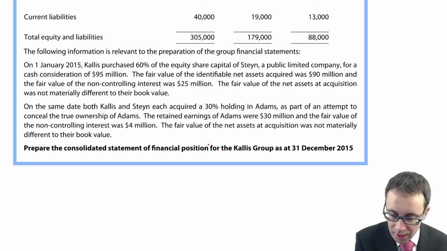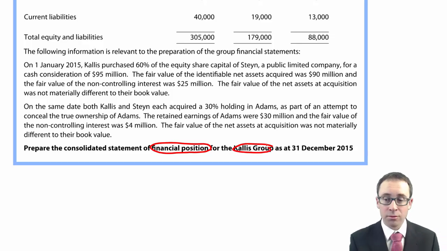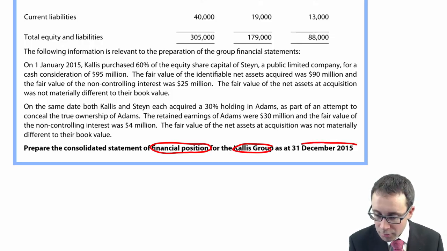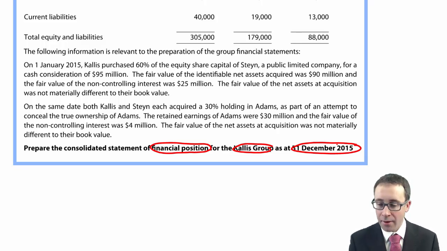Again, it wants you to look at the statement of financial position. It wants it for the Callis group. So Callis must be the parent. And it must be there December 2015. Okay. So we know that Callis must be the parent, mustn't we?